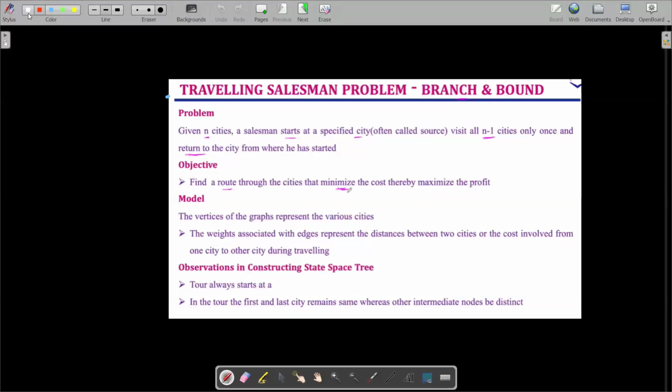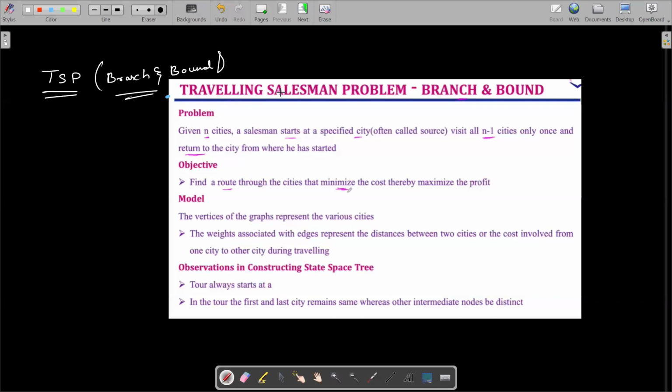See, the problem is very simple. We will call it the TSP problem, TSP problem using branch and bound. Branch and bound. So this is the problem we have right now.